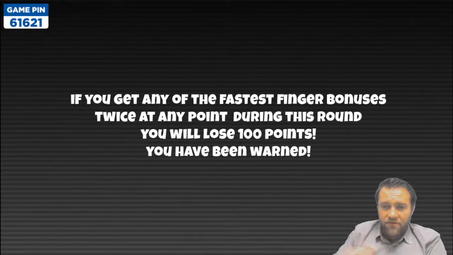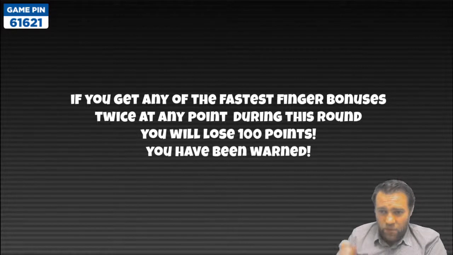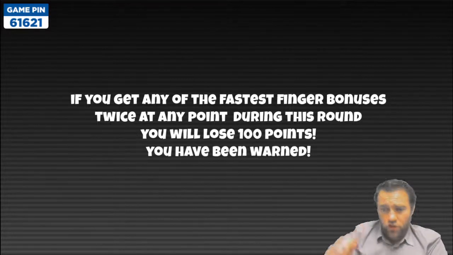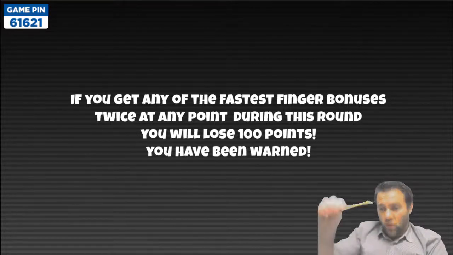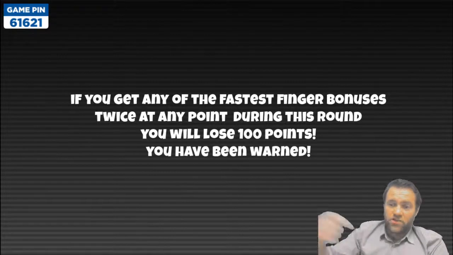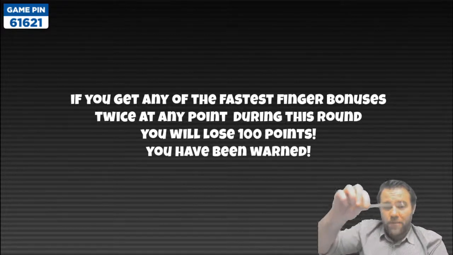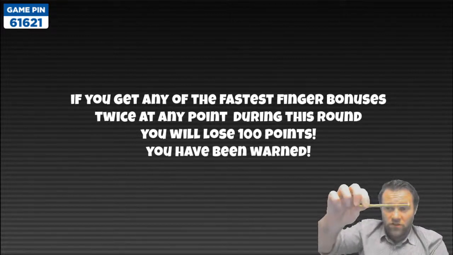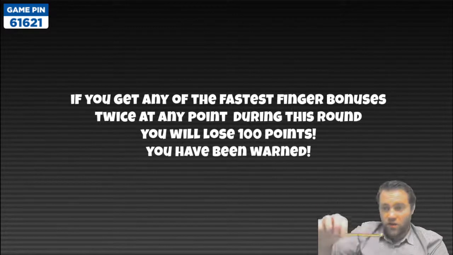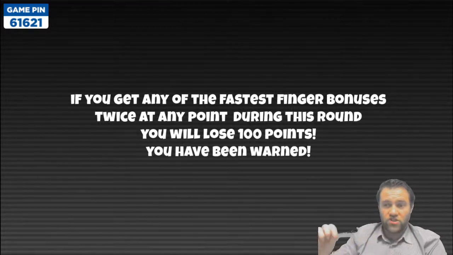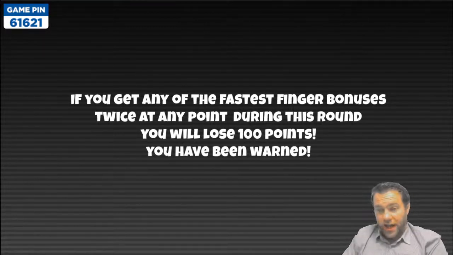If you get any of the fastest finger bonuses twice at any point during this round, though, you will lose 100 points. So at the end of the question, when I say, oh, so-and-so was the fastest, and then we got second fastest and third fastest, if your name appears more than once in the top 3 on any of the questions, you lose 100 points. So at the end of each question, I'll be writing down the 3 fastest teams, okay? And if we see them again, 100 points gone, okay?